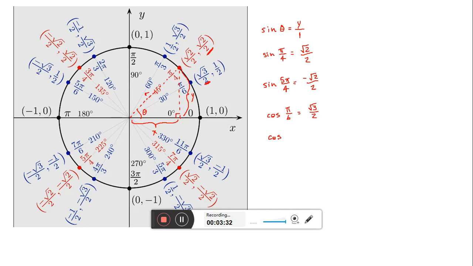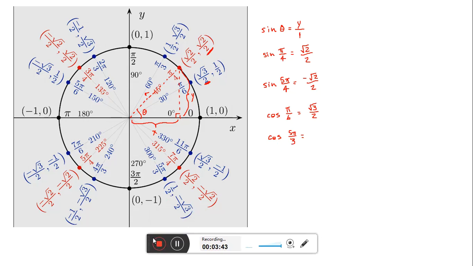Let's try the cosine of 5 pi over 3. Take a couple of seconds to figure that out, or press pause if you need to. Remember, the cosine is the x-coordinate where that terminal ray intersects with the unit circle. So if we go all the way around to 5 pi over 3, which is right here, we notice that the x-coordinate is 1/2. So the cosine of 5 pi over 3 is positive 1/2.